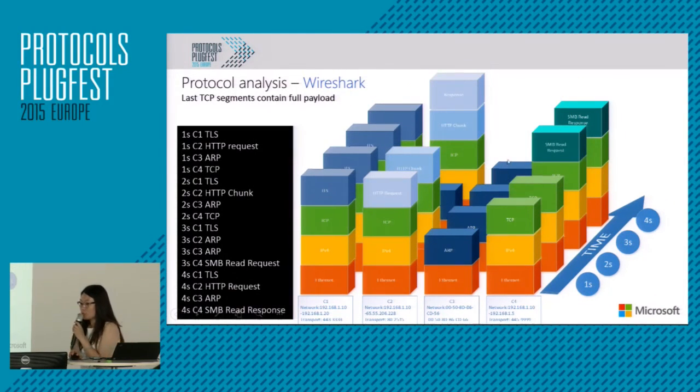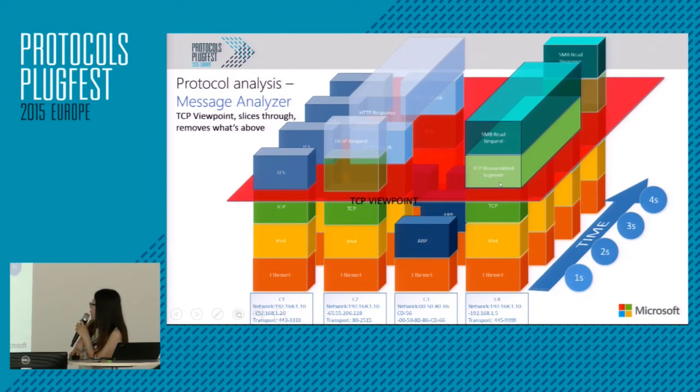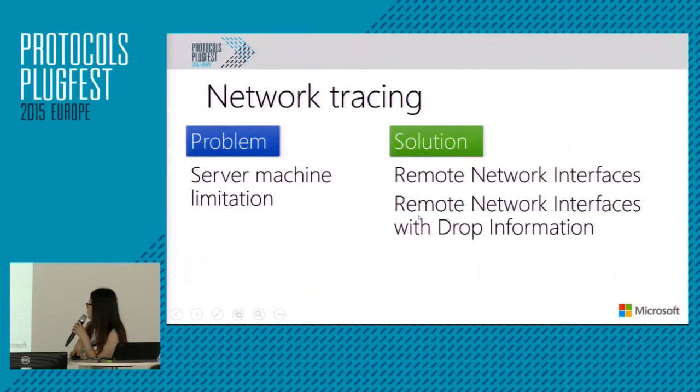And Wireshark does it a little bit differently, but Message Analyzer groups the lower layers. And you can see the TCP, or if you just want to see everything under TCP, it is still there.